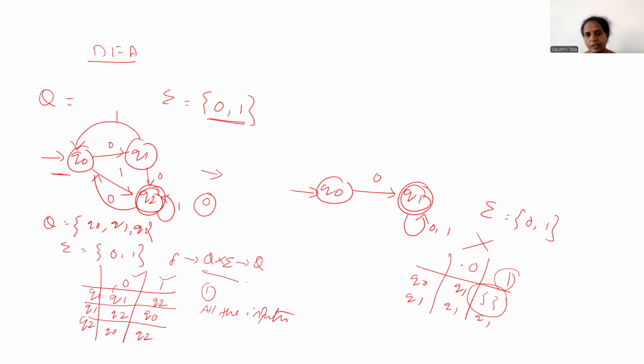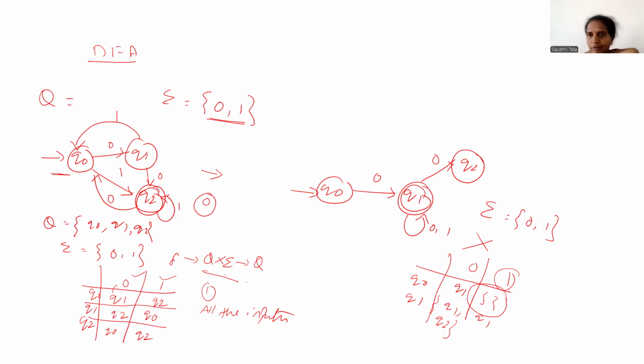For example, I will tell one more example also. See here, we'll add one more state. For example, I am taking Q2. Reading 0, it is moving to Q1. Q1 reading 0 is moving to Q2 and Q1 also. Now see, Q1 reading 0 goes to one state, Q1, and another one, Q2 also.